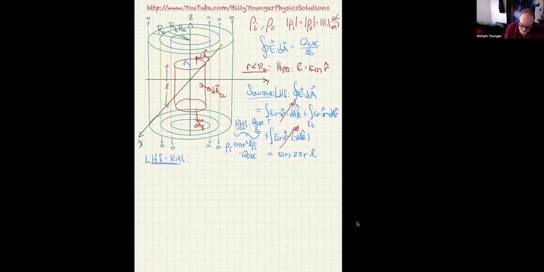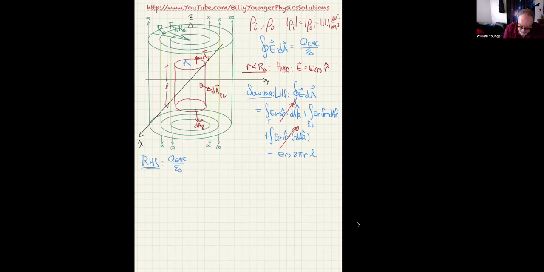And I will get E of r times 2 pi r. Ooh, let me go down a line with this. I noticed there were some problems when I put that right-hand side up there. Actually, let me just go ahead and do this. Kill that, kill that, kill that out of there, because that made it look ugly. Okay. So let's say right-hand side is equal to Q enclosed over epsilon naught.